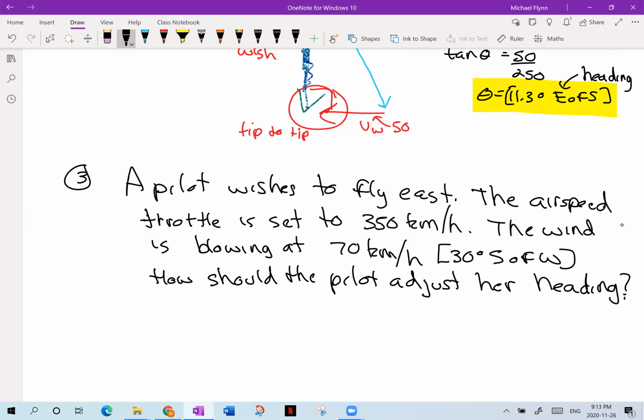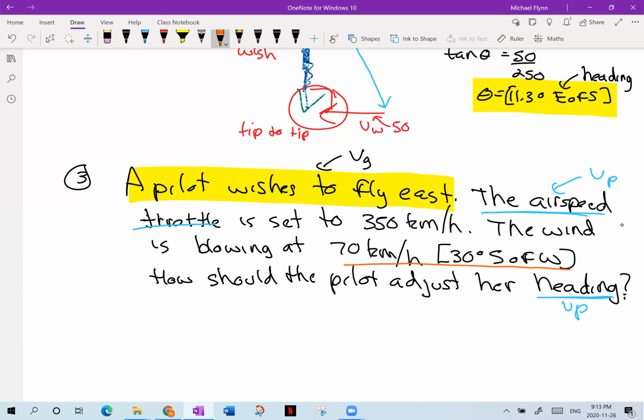Now notice very carefully here, the pilot wishes to fly east. Now that is our rainbow vector. That is our ground velocity, what they wish to do. But the airspeed, I'll underline this in blue, the airspeed is the throttle. The pilot has control of that. Okay. Now what we're asking you for is the other part of that. What direction? This is also the pilot here for the heading. Now, of course, this one here is the wind, 70 kilometers per hour, 30 degrees south of west. So let's try this one, see what happens.